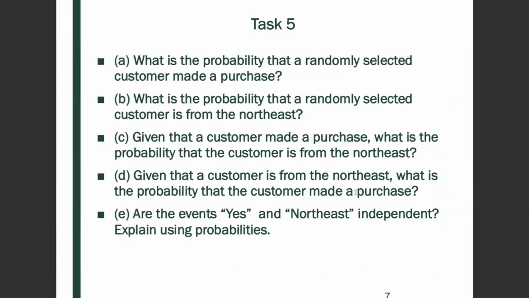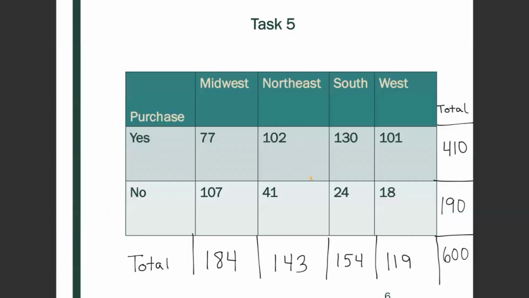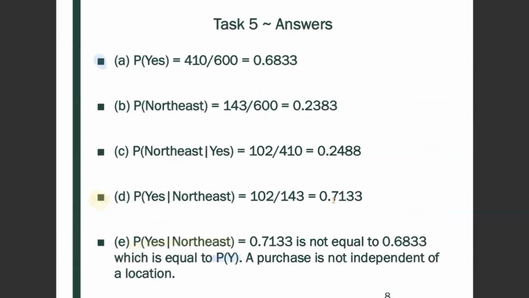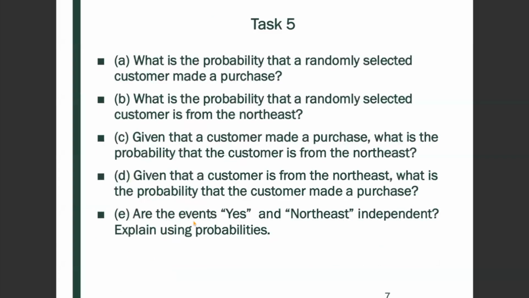The next question, part D, is given that a customer is from the Northeast, what is the probability that a customer made a purchase? So here our denominator is going to change from the previous one because we're given that a customer is in the Northeast. So now we're going to be in the Northeast column. So our new denominator is going to be 143. And again, the question is, given that a customer is from the Northeast, what is the probability that a customer made a purchase? So here, if they made a purchase, that would be a yes. So we would have 102 divided by 143. So that's 0.7133.